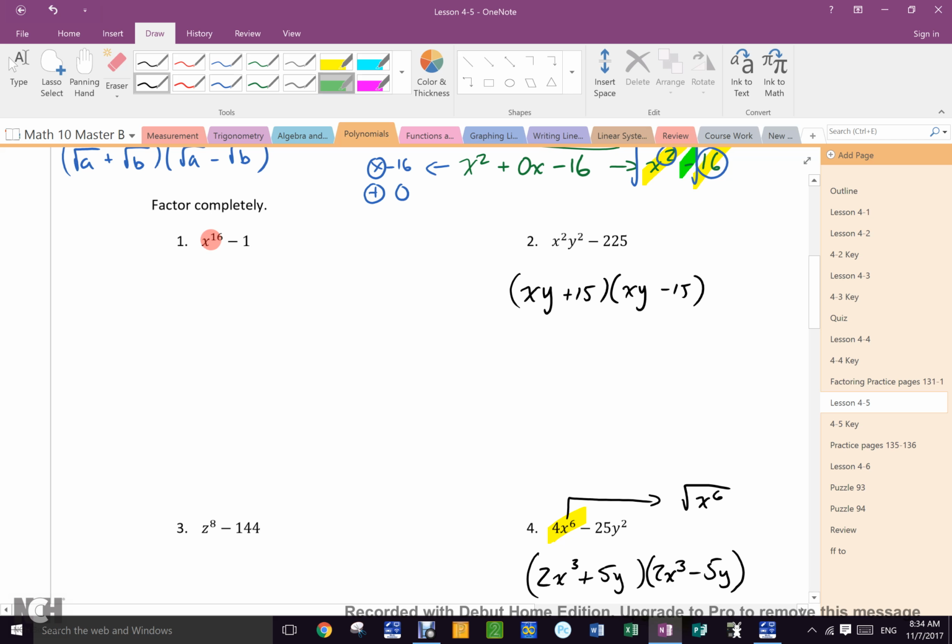Does that have a square root? What is it? Please notice you just did the square root of x to the 6th, and it was x to the 3rd. So what must the square root of x to the 16th be? X to the 8. Excellent. So x to the 8 plus, what's the square root of 1? 1. And then I write it again. X to the 8th minus 1.